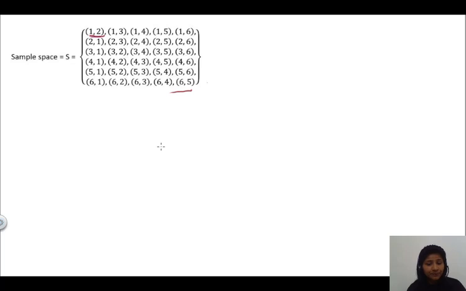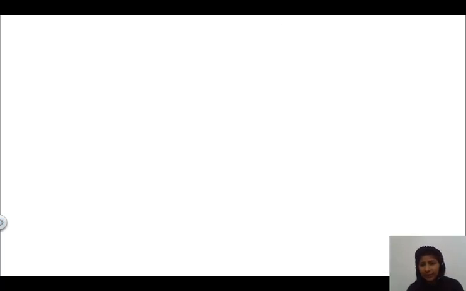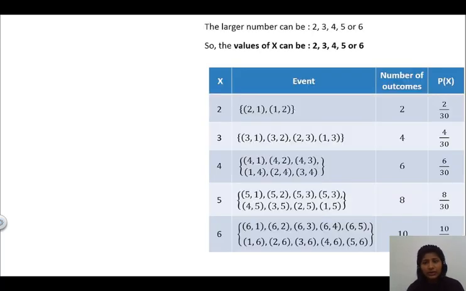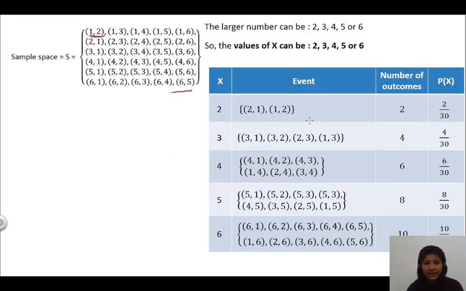Now, what we have to do is, you can see in the question what they were asking. Let us go back to the question: x is denoting the larger of the two numbers. So, for the larger of the two numbers, I am making a table. The larger number can't be 1 ever, because 1 is not greater than any of 2, 3, 4, 5, 6. 2 can be greater when it is selected with 1. So x value can be 2, 3, 4, 5 or 6. When x is 2, the outcomes which are possible for this are, just a second, yeah, (2, 1), (1, 2).